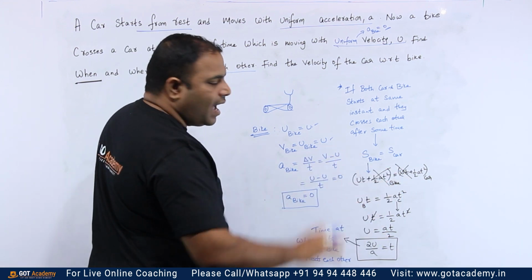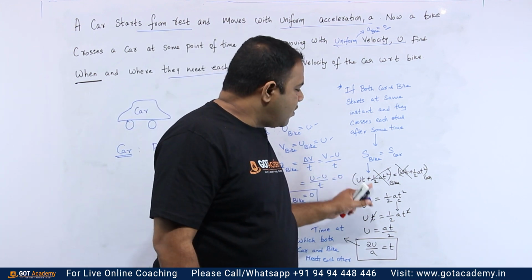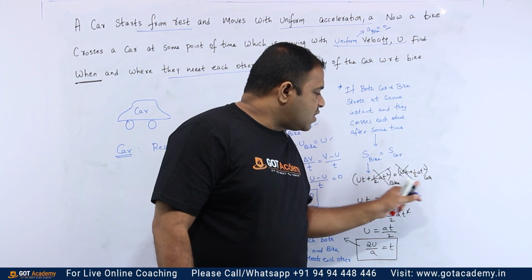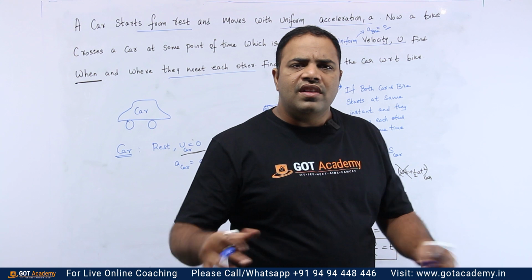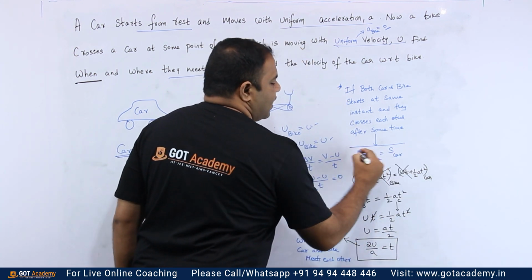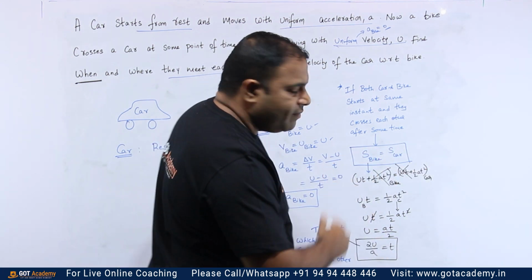You can take any formula and you get the same answer. You can find the distance covered by the bike, or you can also take the distance covered by the car. You can take any formula, or you take both the cases. We have already mentioned that the distance covered by the car and the bike are both equal, so you'll get the same answer. Let us try.